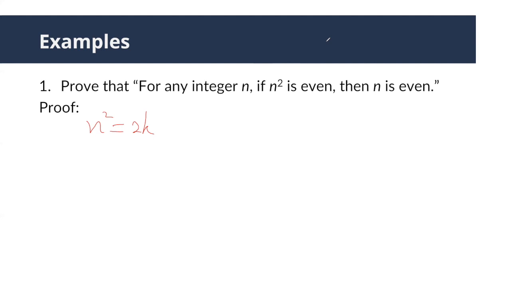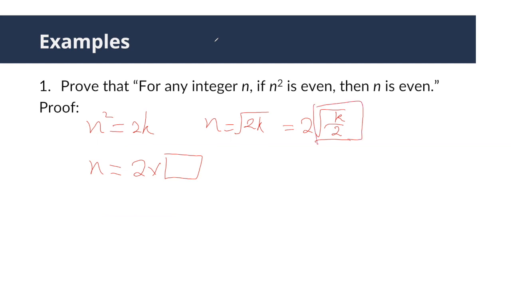In order to show n is even, you have to be able to represent n by 2 times some integer. Now, we don't know how to go from n squared to n. Some of you may say, why don't we just take the square root? n equals square root of 2k. But now, how do we proceed? Even if you factor out a 2, you have this one, correct? And you have to argue why this one is an integer.